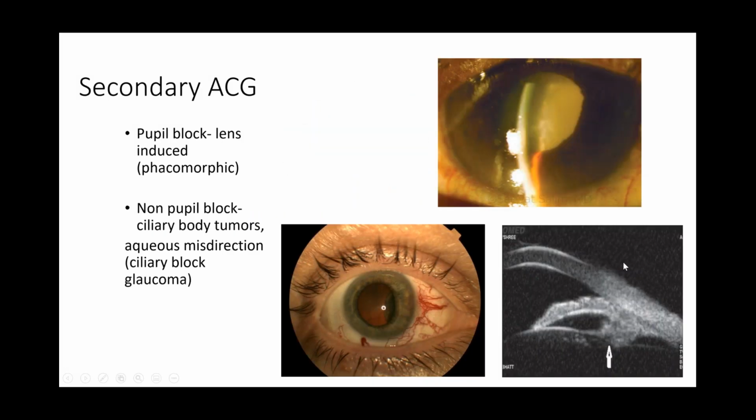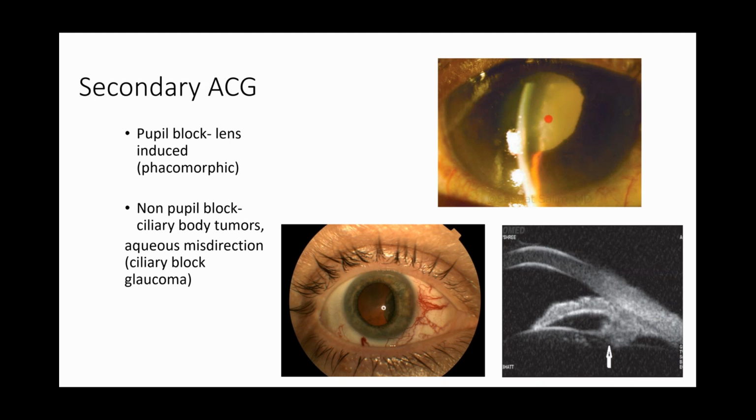Coming to secondary angle closure glaucoma, secondary angle closure could be, like I discussed, pupil block. So here you can see the cornea is slightly hazy. When you see this corneal beam and the iris beam, the angle between them is shallow, Van Herick's grade 1 or 2. The pupil is mid-dilated.